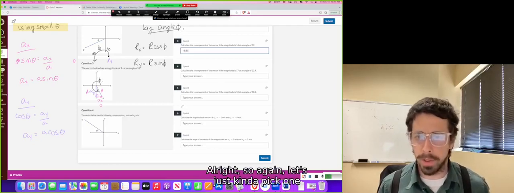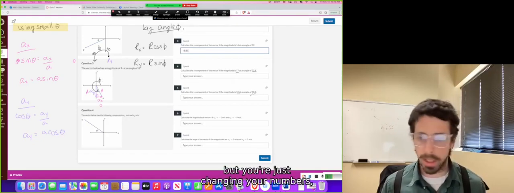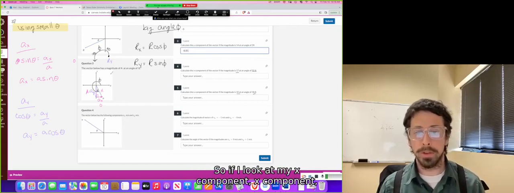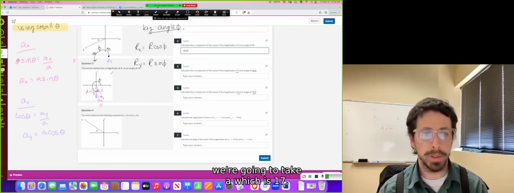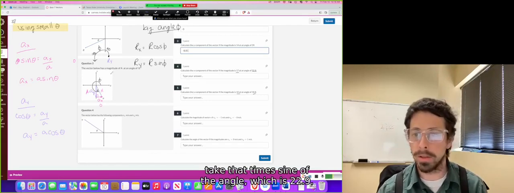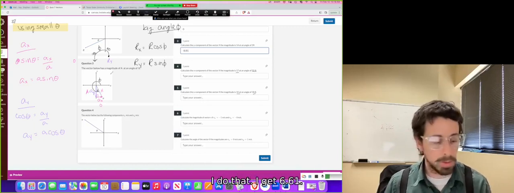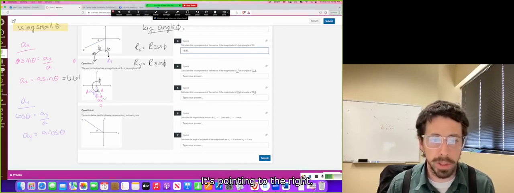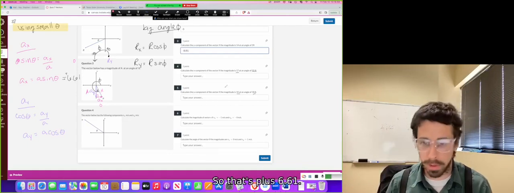All right, so again, let's just pick one here, calculate the x component, calculate the y component. Magnitudes and angles are changing, but you're just changing your numbers. Your equations are staying exactly the same. So if I look at my x component, I'm going to take A, which is 17, times sine of the angle, which is 22.9. If I do that, I get 6.61. Is it positive or negative? It's pointing to the right, so this is going to be positive. AX is in the rightward direction, so that's plus 6.61.